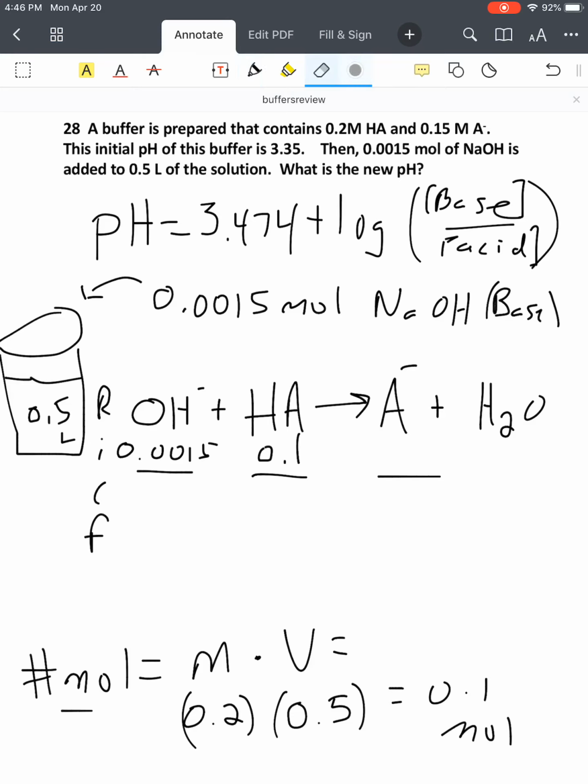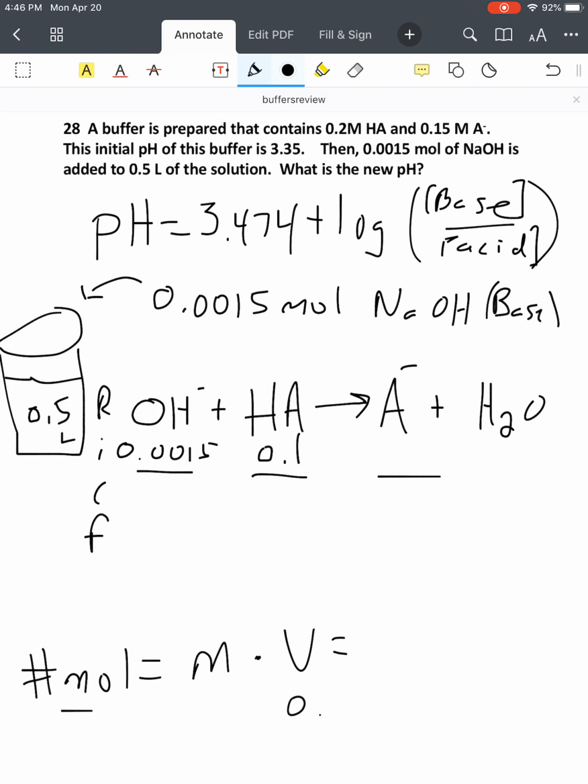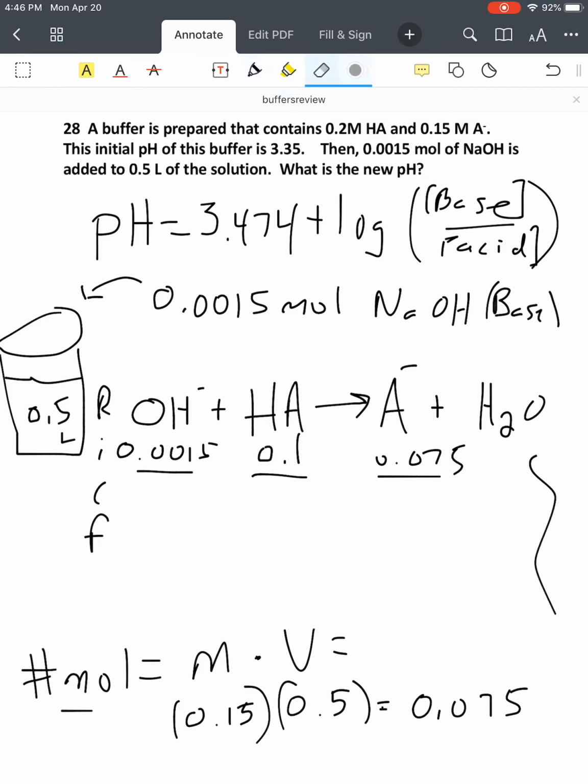In a similar way, can I figure out how much of my A minus form, my base, is present? Absolutely. I still got half a liter of my solution. But here, the molarity is not 0.2, it's 0.15 for my base. So I need to do 0.15 times 0.5, which yields 0.075 moles. And remember, I usually don't track water. So this is my starting point, all right, my initial.